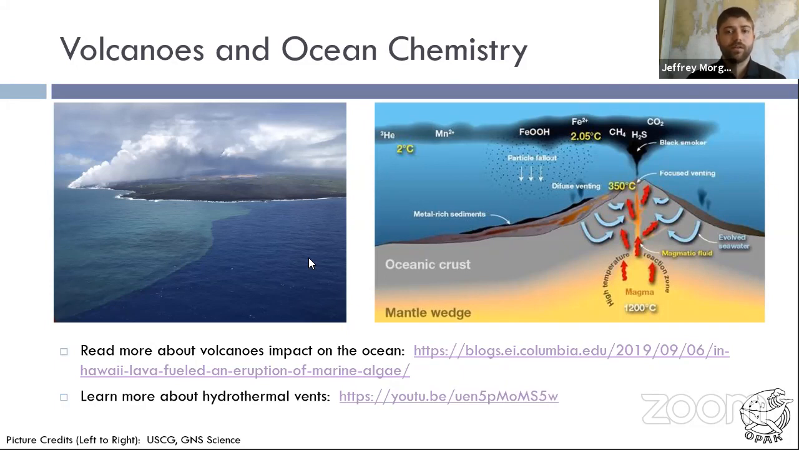That being said, volcanoes do bring a lot of those micronutrients like iron into the ocean, but it does take time for them to convert into usable forms for our organisms. And then on the right here, we do just have a quick diagram of those hydrothermal vents, which, like I said, I think we're going to do a webinar on next week.